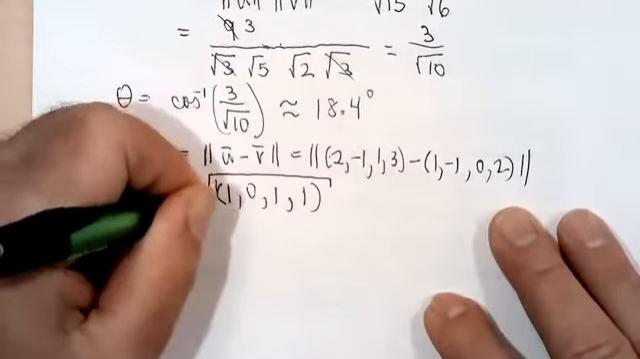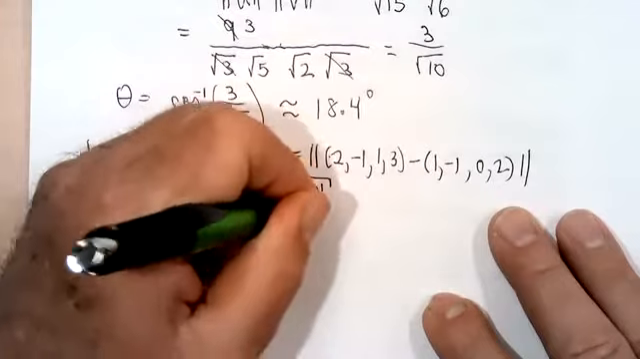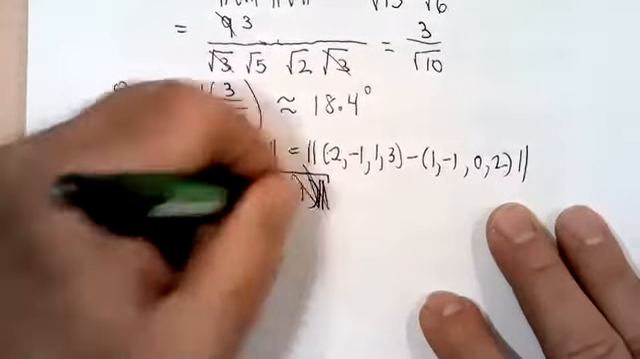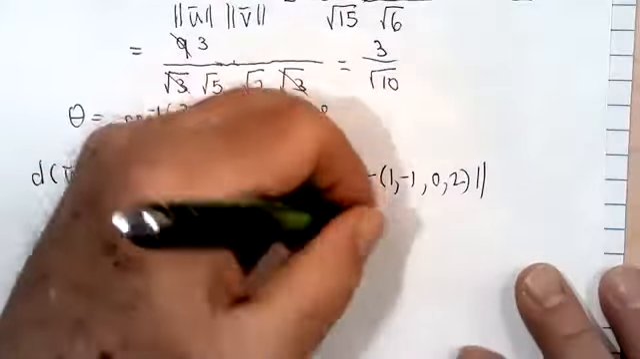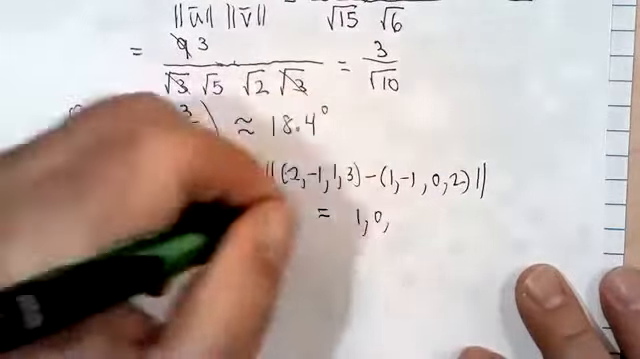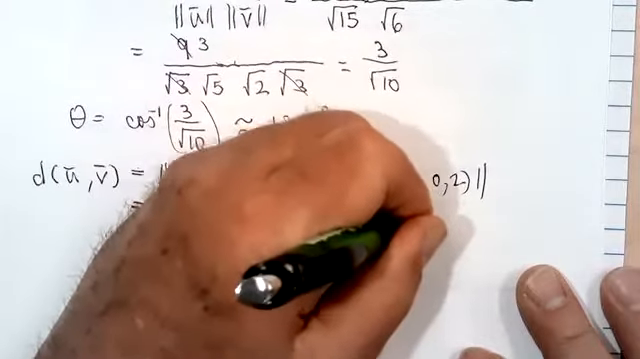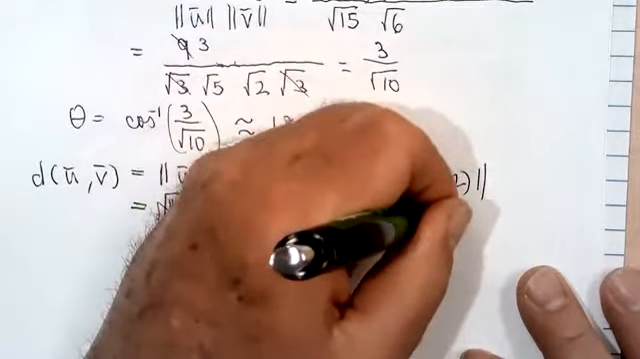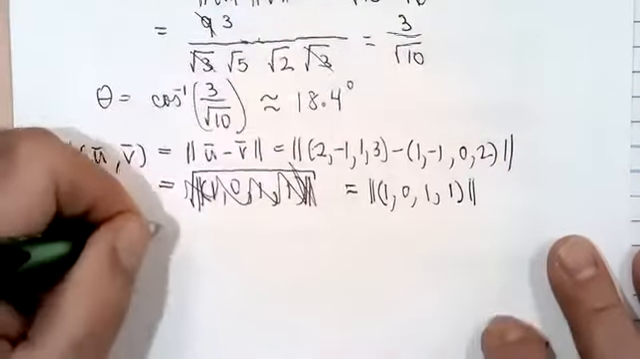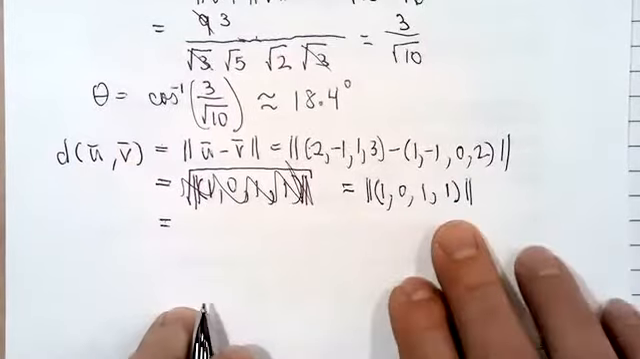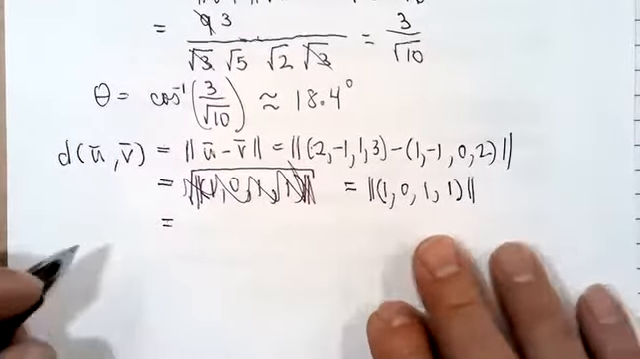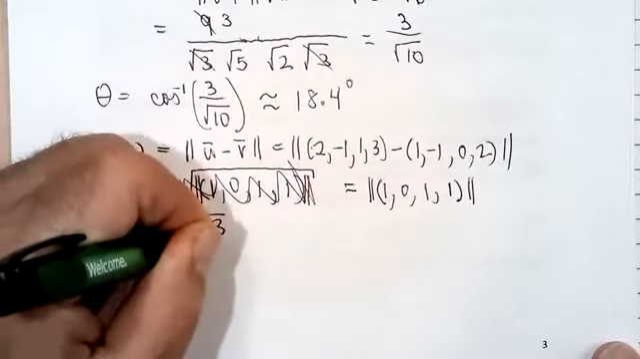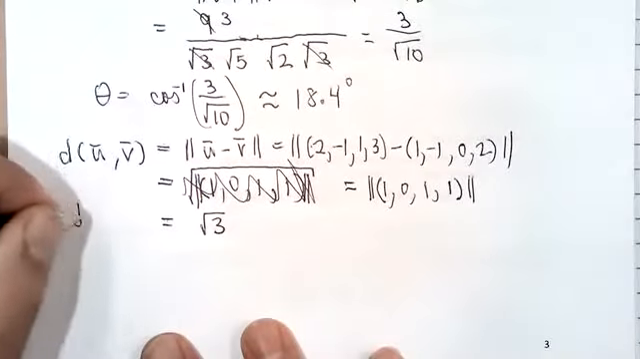I forgot my norm symbol in here. Oh, no, I just totally botched it up. That's irredeemable. Okay, take the norm. And so it's just the square root of the sum of the squares of the components. So I end up with 1, 2, 3, root 3. That's the distance between u and v.